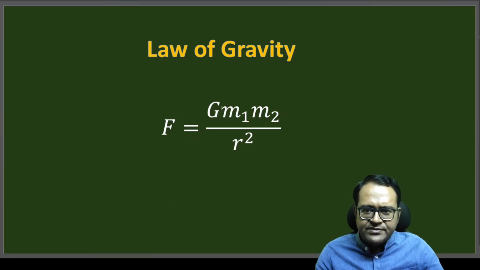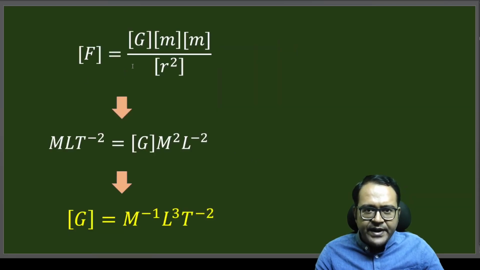Law of gravity is simple. F is G m1 m2 by r squared. So we can find the dimension of G from here. So the dimension of F must be equal to the dimension of G multiplied by the dimension of two m's divided by the dimension of L squared. So it's M L T^-2 equals the dimension of G, with m squared and L squared, divided by which is L to the power minus 2. And just a simple algebra shows that the dimension of G will be M^-1 L^3 T^-2. That G will be there, m goes here, so m's power reduced by 1, and L's power increased by 2. That's it.